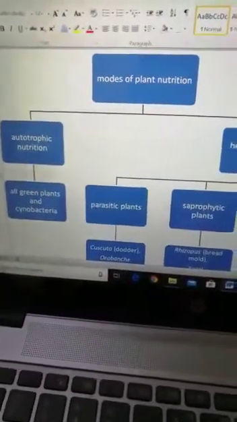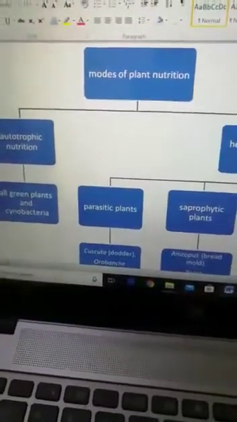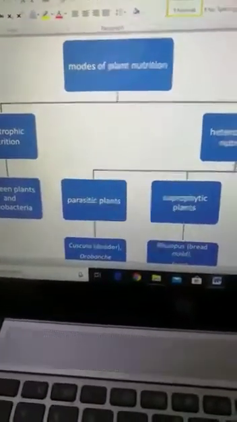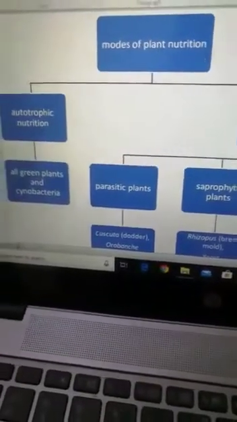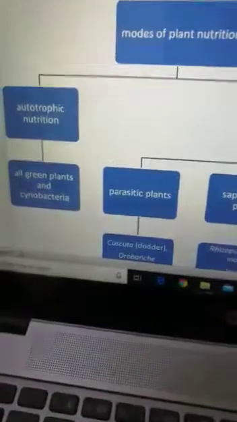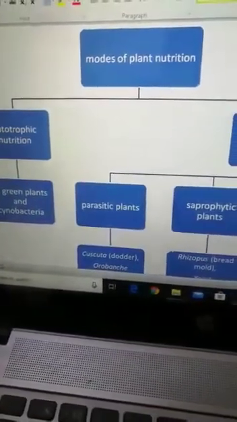Auto means self and trophic means food. The organisms which synthesize their own food are called autotrophs and their mode of nutrition is known as autotrophic nutrition. All green plants and cyanobacteria are actually autotrophs.